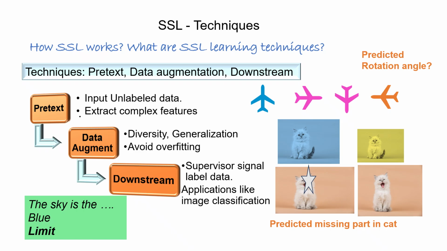Self-supervised learning has three main steps. First step, pretext, where unlabeled data is used to create supervisory signals and learns the texture, missing parts of image or missing words in a text. Pretext extracts complex features from the input unlabeled data.